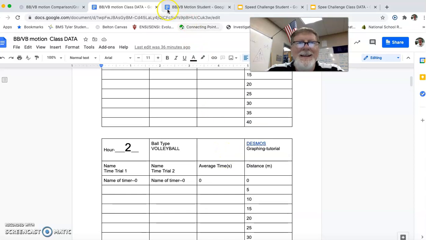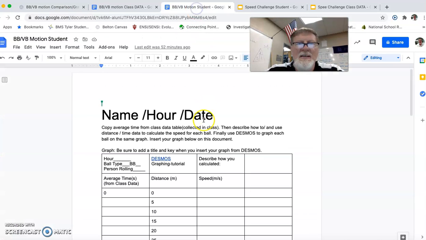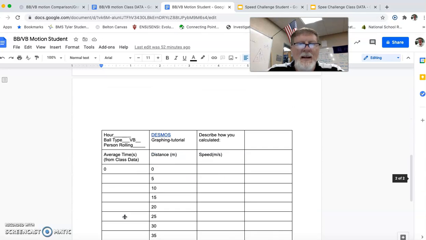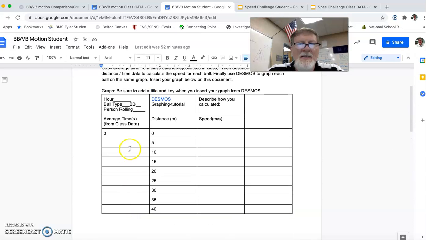You will take that data and put it into your data, which is on this Google Cloud assignment, which looks like this. You can see the tables are similar. You're just going to put the average time from class for the basketball, then the average time from class for the volleyball. You'll use those times and these distances to calculate speeds. Up here in this cell, you should describe how you're going to calculate speed and make sure that you are thinking correctly about the equation for speed.